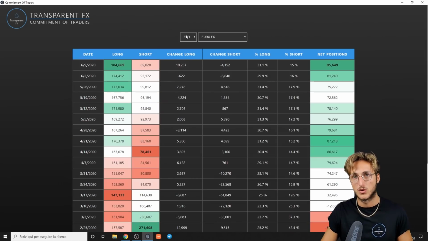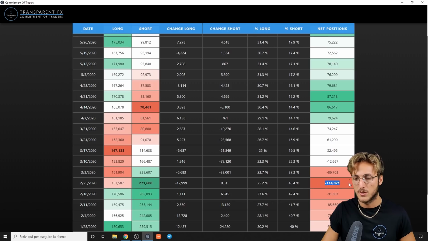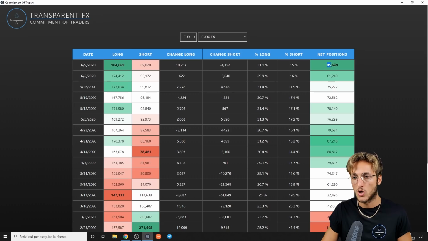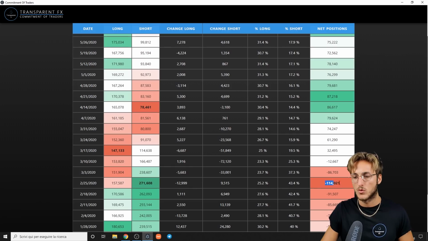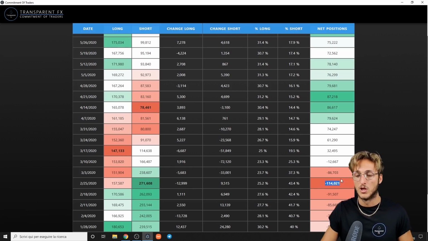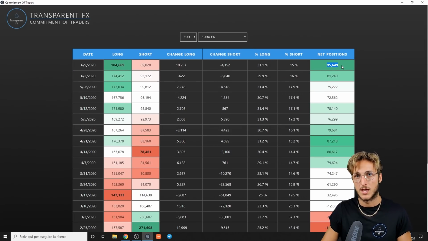Now, if we check the Euro specifically, always remember that all currencies on the spot are traded against the USD. So if you check the Euro, what you're actually checking is Euro USD. And if you check the data for Euro USD, you can notice that we clearly went from having minus 114k net positions all the way up to having 95k net positions. So from having way more shorts than longs from an institutional perspective on the Euro to having way more longs than shorts.